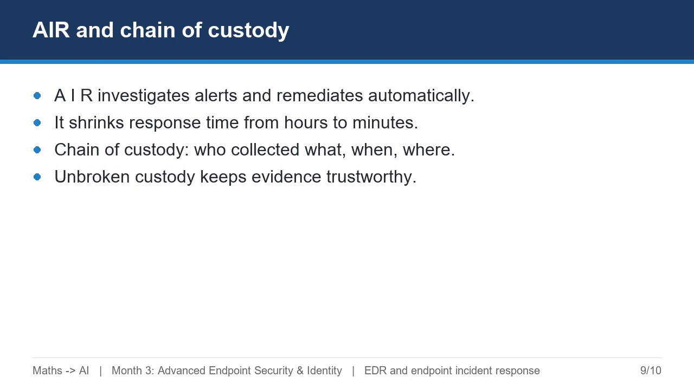2 final pieces. Automated investigation and response, or AIR, can do much of this triage for you. When an alert fires, AIR walks the alert tree, decides verdicts, and applies approved remediation automatically, shrinking response time from hours to minutes. And throughout everything, preserve chain of custody, document who collected each artifact, when, and where it's stored. An unbroken chain keeps your evidence trustworthy and admissible if the incident ever ends up in court or an insurance claim.